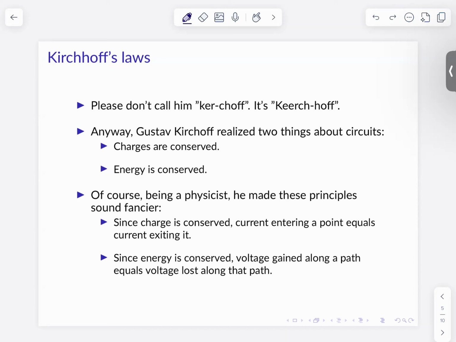Okay, now Kirchhoff was a physicist, so of course he made these more complicated. Let's apply these principles to electricity. In electricity, if you look at any point, any node, any junction, any place in the circuit where wires meet, current approaching that junction must equal the same amount of current leaving that junction.